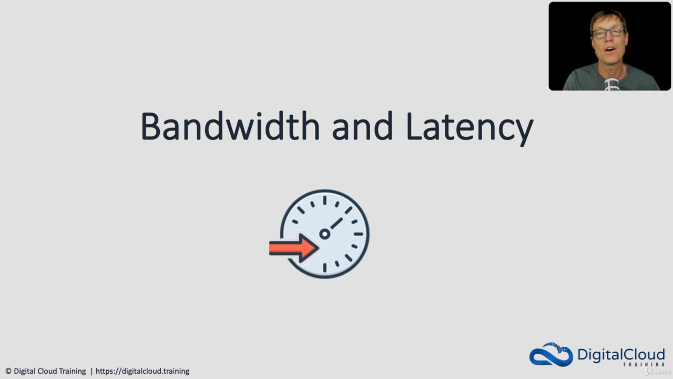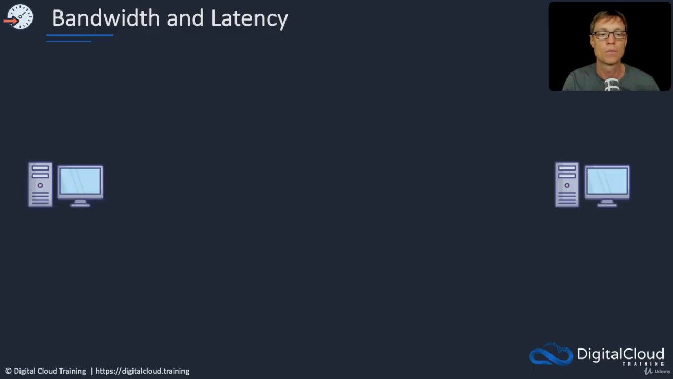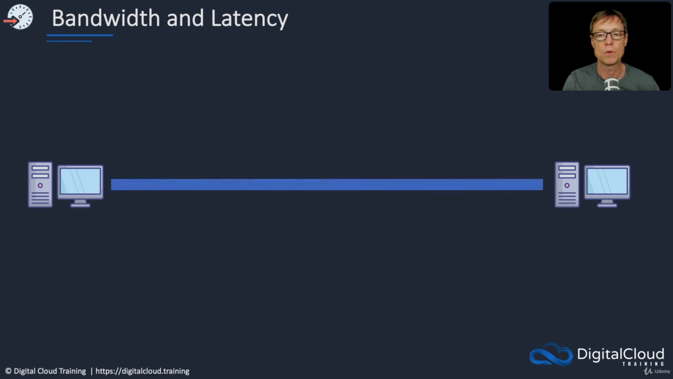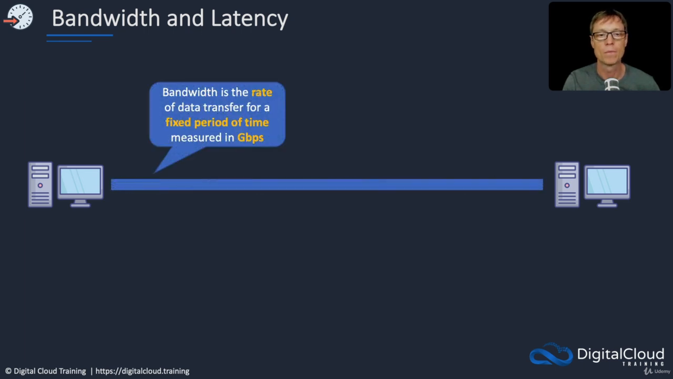Bandwidth and latency are two really important concepts to understand in relation to the performance of networks. So let's cover these off. Let's say we have two computers and we want to send data between these two computers. We have a network connection indicated by the blue line.